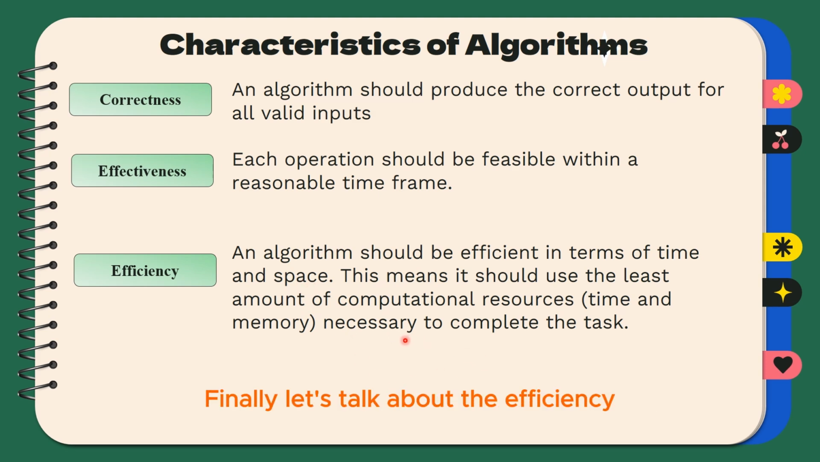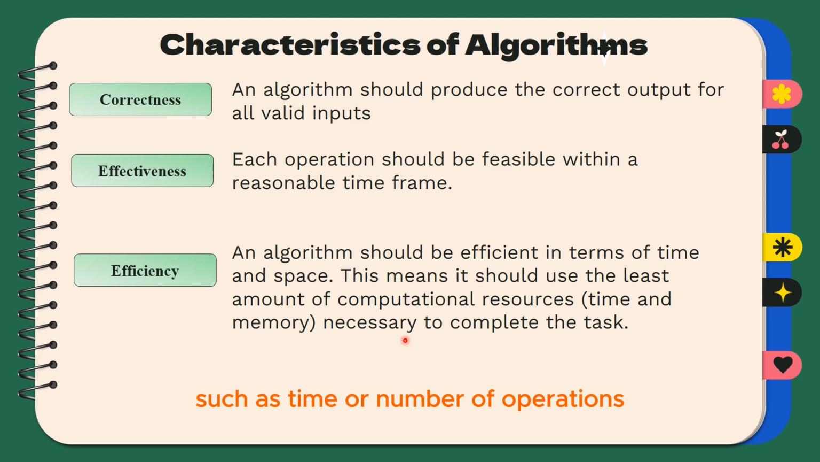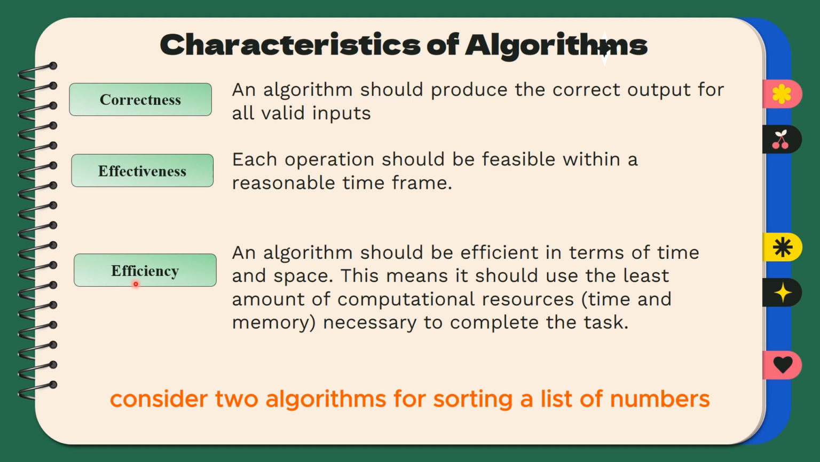Finally, let's talk about efficiency. An efficient algorithm makes optimal use of resources, such as time or number of operations and memory, to perform the given task. Consider two algorithms for sorting a list of numbers.